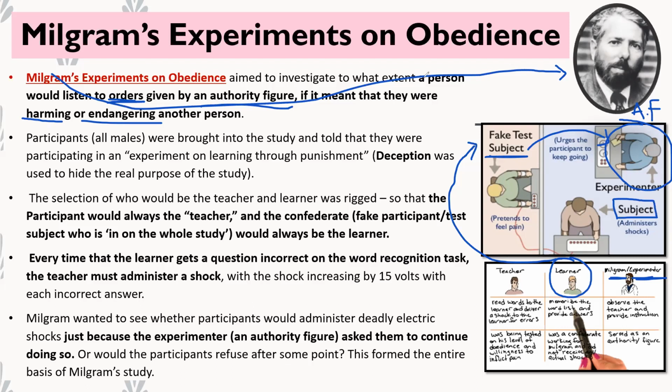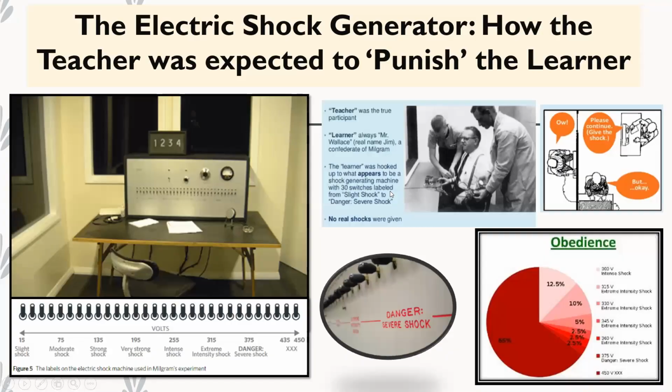We'll watch the video now and get a better idea of the experiment. Just before we watch the video, here are some pictures. You'll see this guy's picture in the video, especially in the old one. This is the actual confederate. This is the learner.